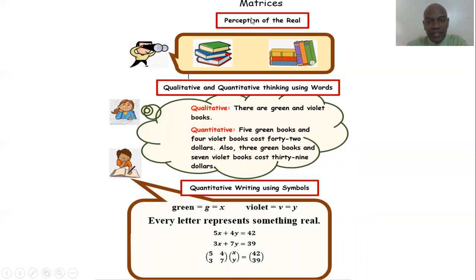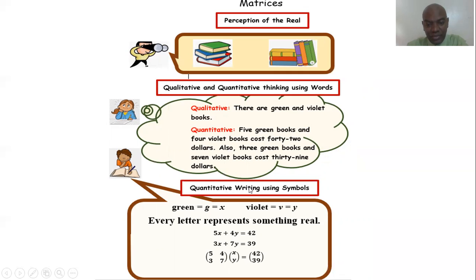Matrices, you have perceived something real. Qualitative and quantitative thinking using words. Qualitatively, we say there are green and violet books. Quantitatively, 5 green books and 4 violet books cost $42. Also, 3 green books and 7 violet books cost $39. So these are words, quantitative thinking using words.